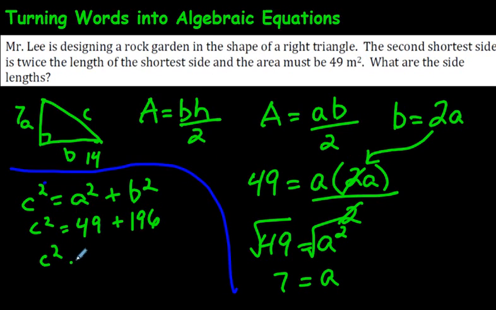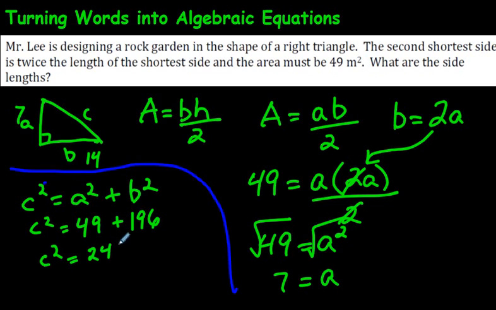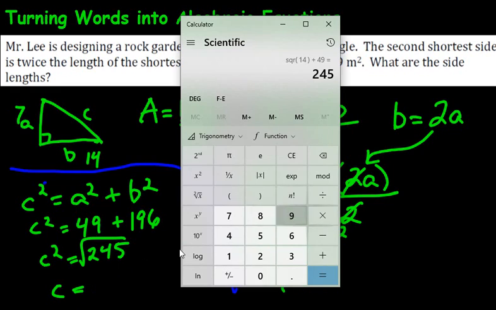So C squared is equal to 196 plus 49, 245. And the last step is to get rid of the squared. You do the opposite of squaring, which is square root. Take the square root of 245 to get our answer. The square root button is right there, 15.65.